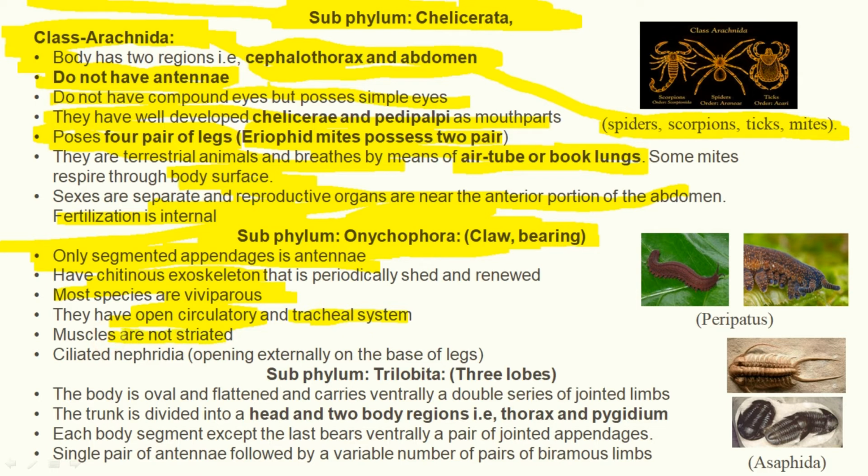Here the muscles are not striated, that means no transverse grooves will be there. Then they have ciliated nephridia. Okay, those nephridia, what are they for? Generally the physiology of excretion. They open externally at the base of the legs. In those portions they are present. Excreta will be excreted out through the base of the legs through these ciliated nephridia.